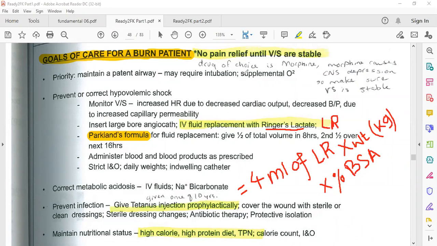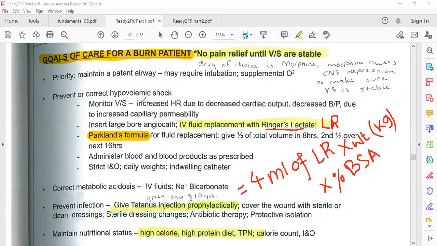Now, prevent or correct the hypovolemic shock. The patient who has been burned has a chance to lose fluid. Because of the fluid loss, blood pressure goes down and leads to hypovolemic shock. So total blood volume goes down. We call it hypovolemia and shock develops. So we have to monitor the signs and symptoms of shock.